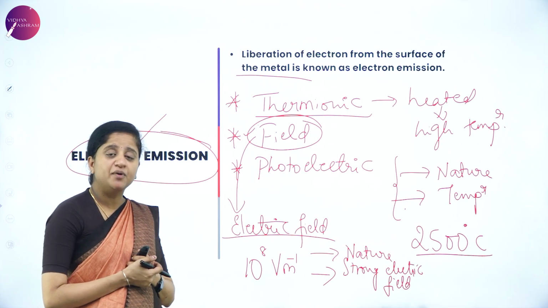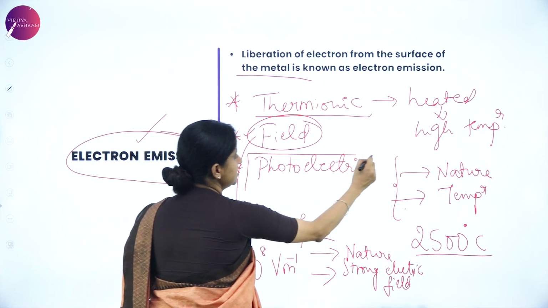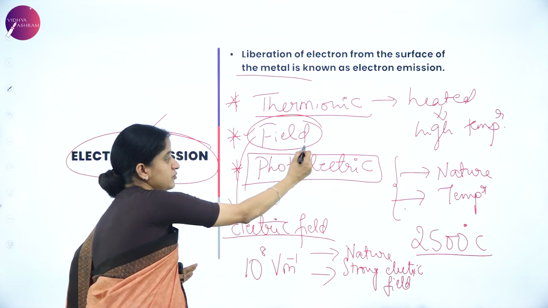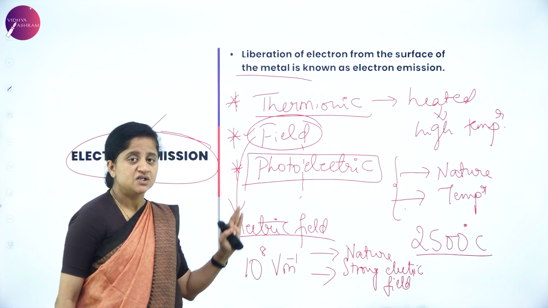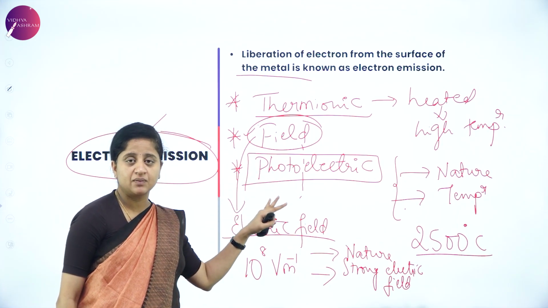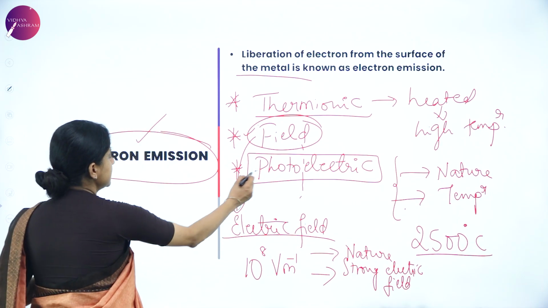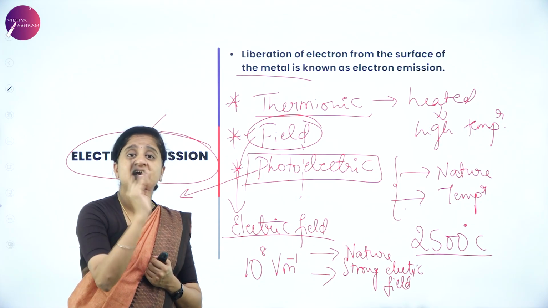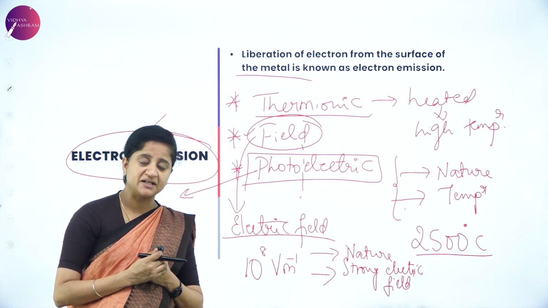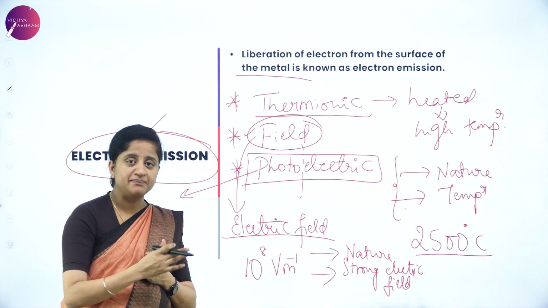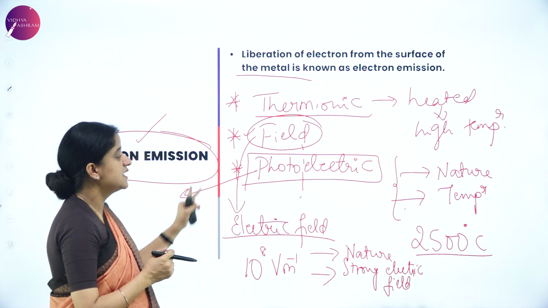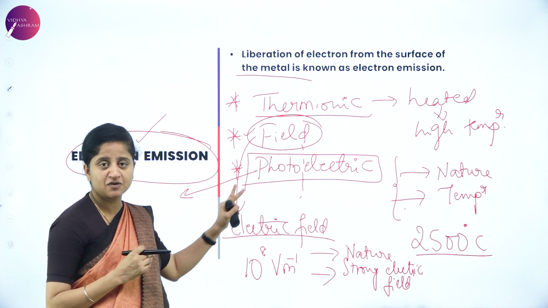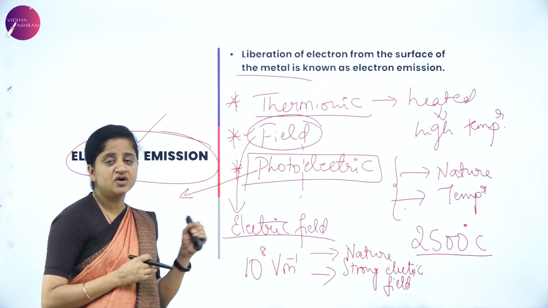The next and the last type of emission is photoelectric emission. We know what the meaning of photo is. It is nothing but light. So when a radiation of suitable frequency is incident on a metal surface, the liberation of electrons takes place. Or we can even say when light of suitable frequency is incident on a metal surface, the photons will pass energy to the electrons and hence the electrons present on the metal surface will be emitted. This process of emission is called photoelectric emission.